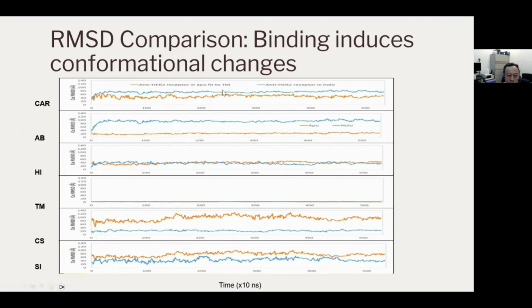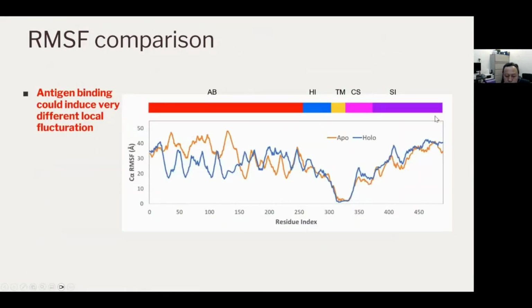And then we decompose that change into different domains, starting with the antibody domain. You see a huge change there, and in the hinge part there's some change. In the transmembrane there's a small change. For the rigid part and the costimulatory part there are differences, and for the signal domain, yes, they are different. So this is binding-induced conformational change for the signal part.